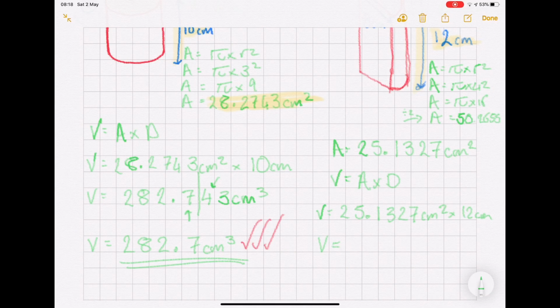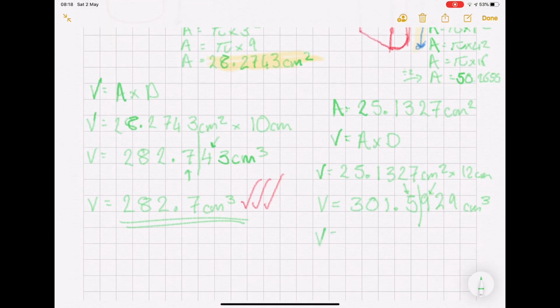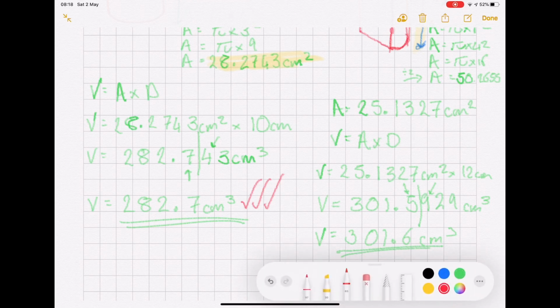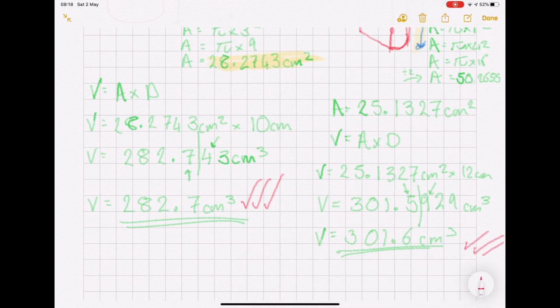So we type that into our calculator. We will end up with 301.5929 centimetres cubed. Let's go to one decimal place. We'll cut it off there. If that number's 5 or bigger, then we round this number up. It is. So our final answer gives us a volume of 301.6 centimetres cubed. Fantastic. If you got that, really well done. Give yourself some ticks for that.